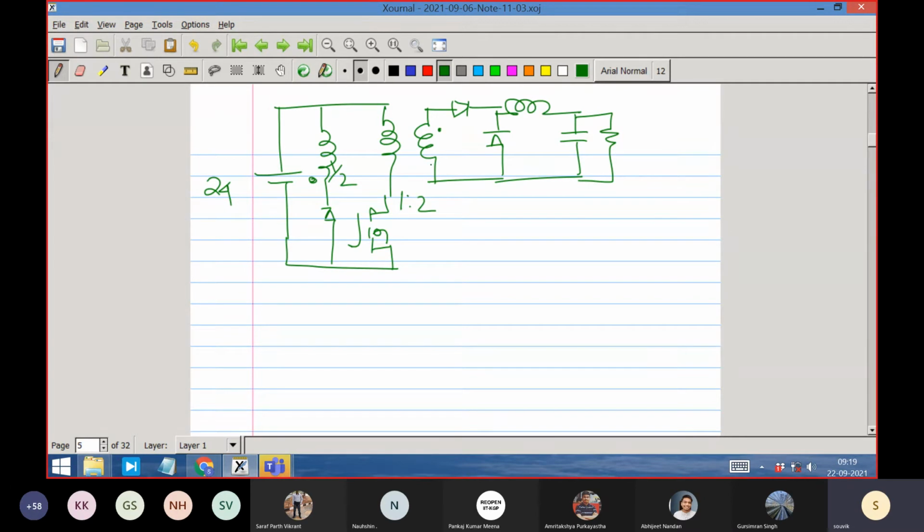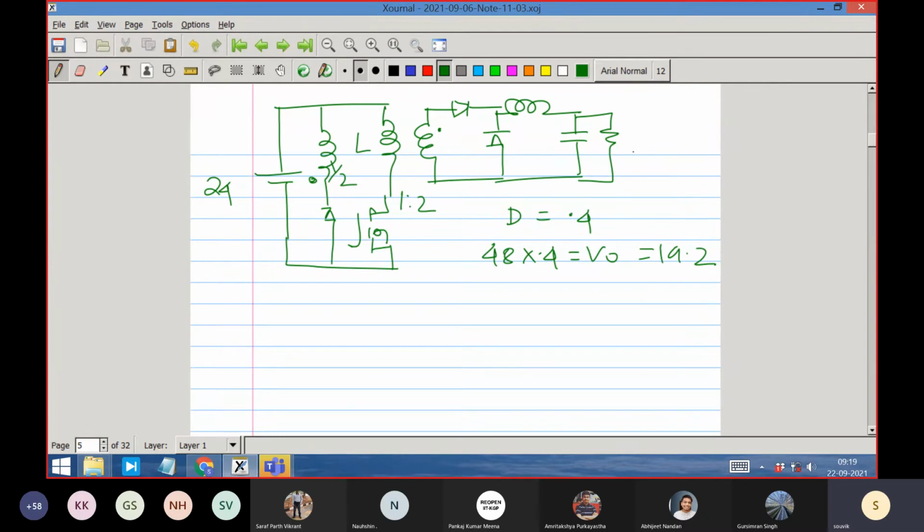So let us quickly assume that D is equal to 0.4. So how much is it coming? This is 48. 48 into 0.4 is how much? That is equal to V naught. V naught is 48 into 0.4, which is 19.2. So the output voltage is 19.2.